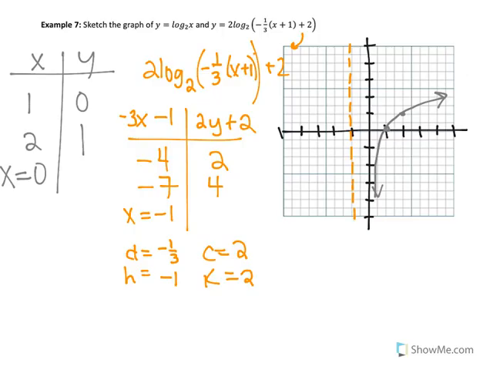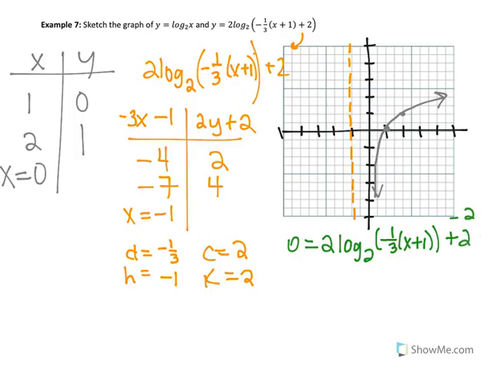Because it's on this side of the equation, I know I'm going to be able to find my y-intercept, so let's find it. Just kidding, it's on the other side of the asymptote. We can find the x-intercept. It's not that important. Yes, it is. Okay, 0 equals 2 log base 2 of (-1/3 (x plus 1)) plus 2.